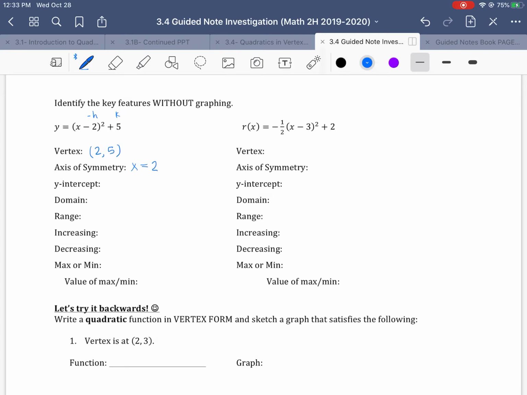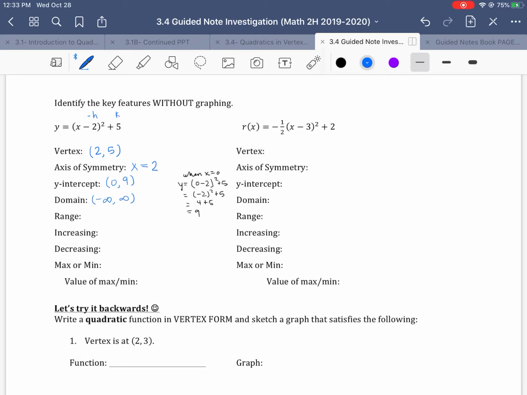Y-intercepts occur when x is 0. So I'm going to write this just off to the side. When x is 0, that means that y would be equal to, and I'm going to put a 0 in where x is, and simplify. So that's (-2) squared plus 5, which is 4 plus 5, which is 9. So my y-intercept here is (0, 9).